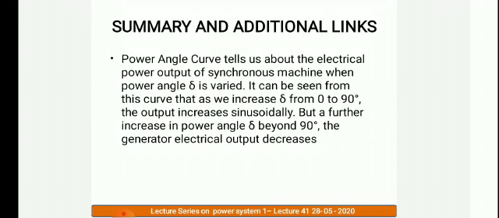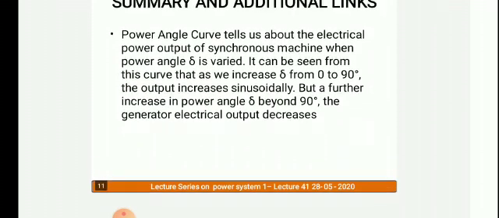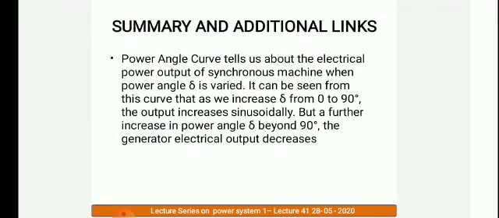It can be seen from this curve that as we increase delta from 0 to 90 degrees, the output increases sinusoidally. This is called the accelerating power. But with a further increase in power angle delta beyond 90 degrees, the generator electrical output decreases, causing the decelerating power, and beyond which the action no more remains as the generator action, but it turns out to be a motor action.